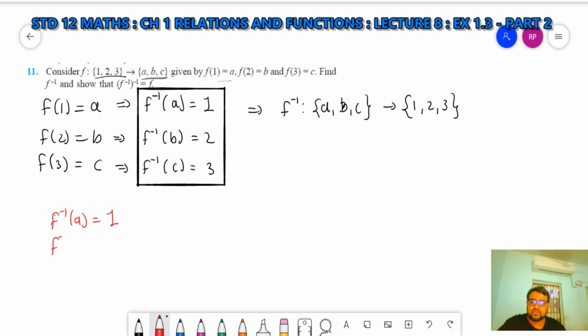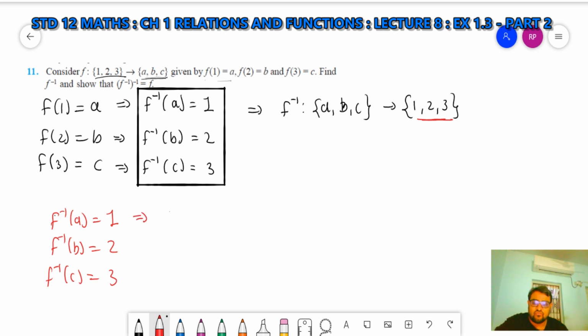F inverse B is 2, F inverse C is 3. Now see, it is a one-to-one correspondence, so it is a one-one function, and for every element of the codomain there is a pre-image in the domain. Hence it is one-one and onto. That means F inverse is also invertible. So now F inverse A is 1.